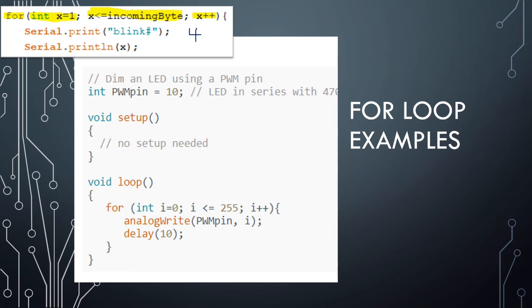We haven't gone over our serial print yet, but we will shortly. Essentially what it's going to do is print "blink number", and then it's going to print whatever number x is. So x is starting at 1 the first time through. It's going to print "blink number 1". And then, of course, our x is going to be incremented at the end. So then x is going to be equal to 2.